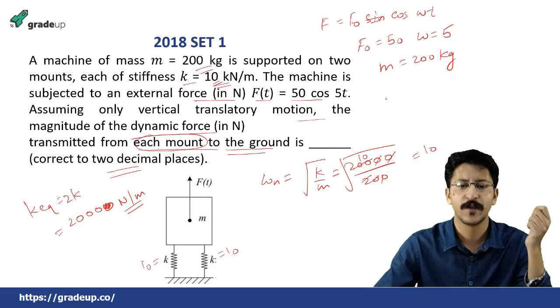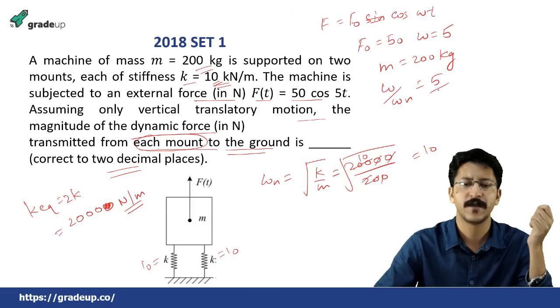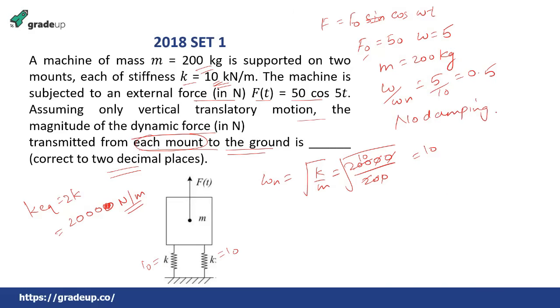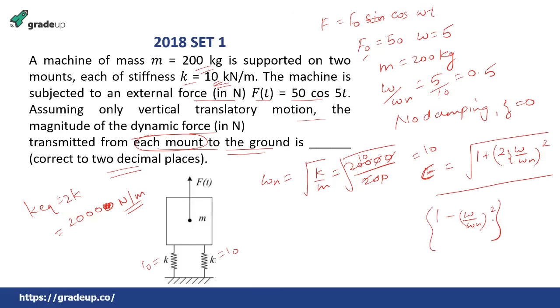The omega n is this, so we find omega by omega n as 5 by 10, which is equal to 0.5. F naught has been given. Then K equivalent is also given. There is no damping, so zeta will be equal to 0. Substituting in the equation of transmissibility, that is equal to root over 1 plus 2 zeta omega by omega n square, upon 1 minus omega by omega n square, whole square, plus 2 zeta omega by omega n square, root. Zeta equal to 0, this term goes 0, this term goes 0, this simply remains like this.